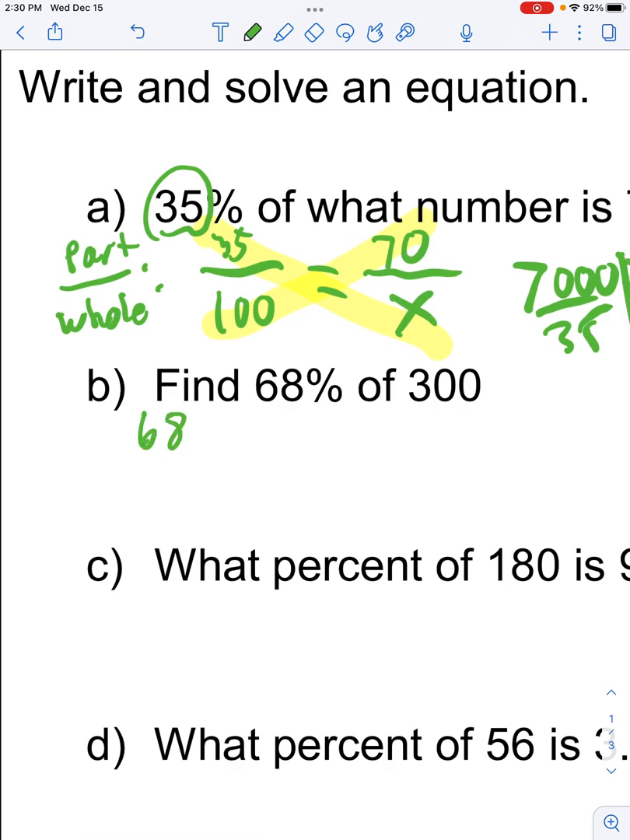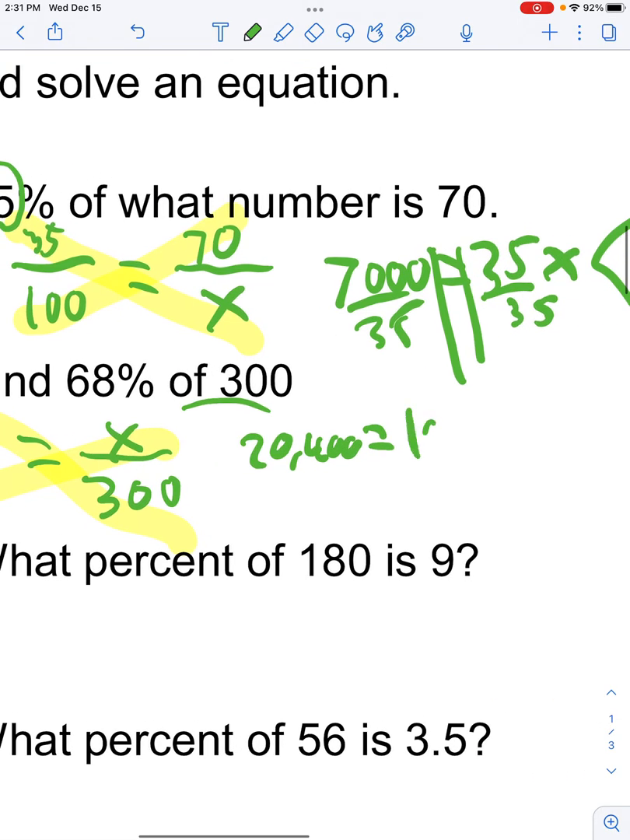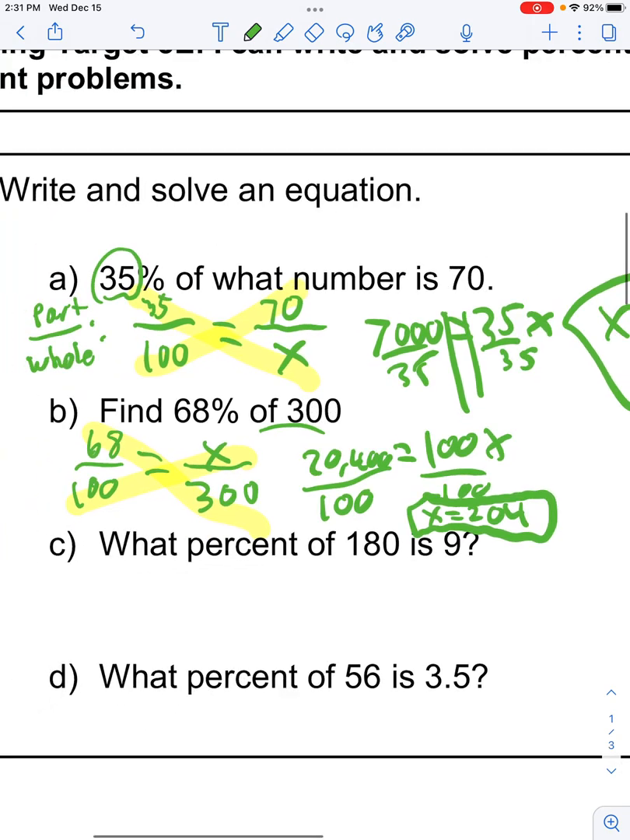So set up our equation, part over whole, 68 over 100 equals x. Find 68% of 300. So that means my total is 300, and I'm trying to figure out what's left over. Cross multiply, 300 times 68, 20,400 equals 100x. When you divide by 100 on both sides, you cancel out some zeros. You get x equals 204.